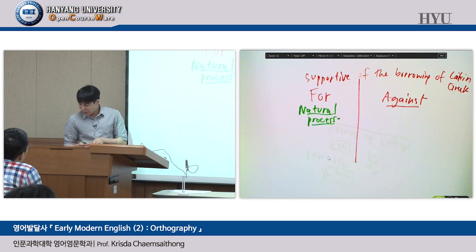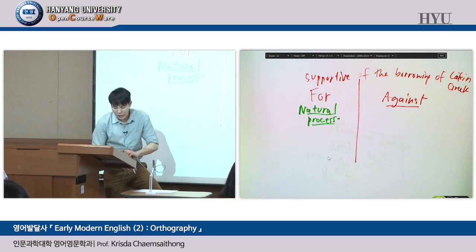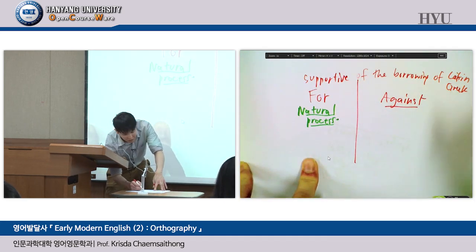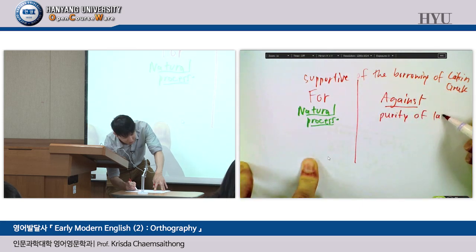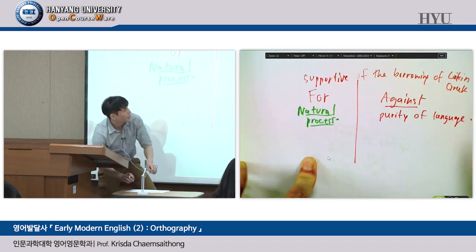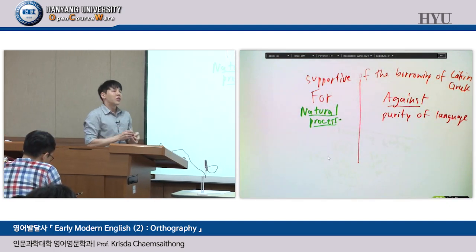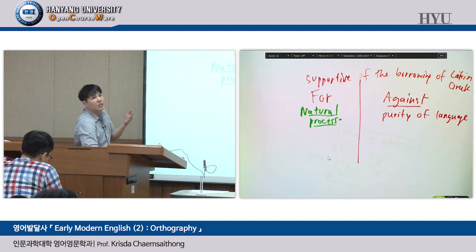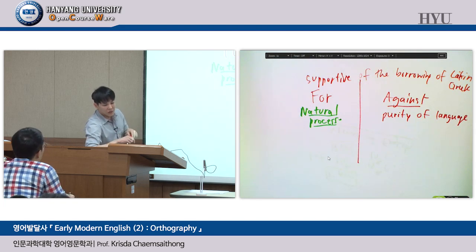However, the against people think that borrowing results in the language not being pure, right? So purity of language is an issue for them. Our language should consist of only native words. So for example, Korean should only have Korean words, not Japanese words or English words like that. So these are two different viewpoints, right?